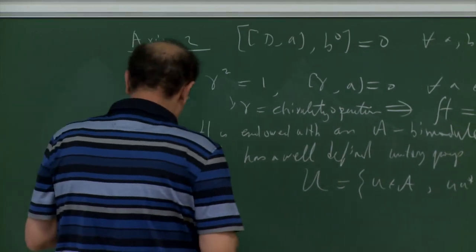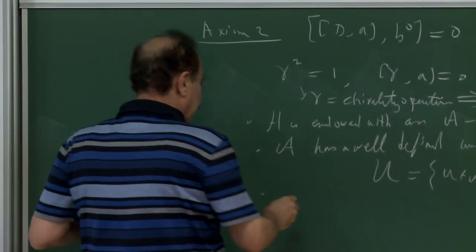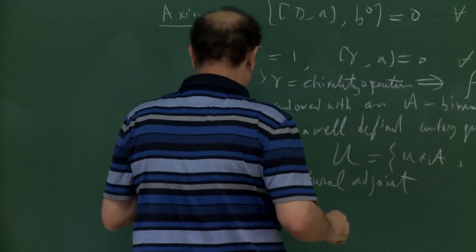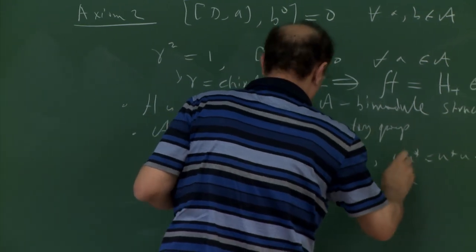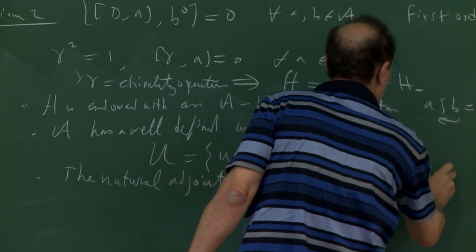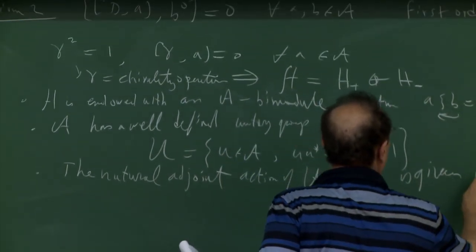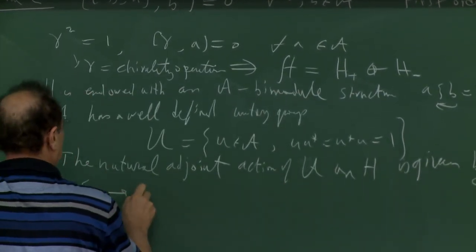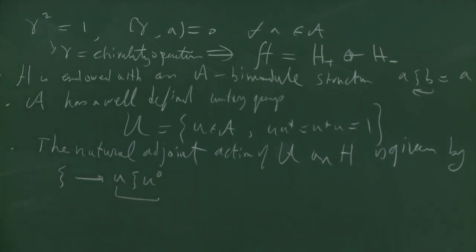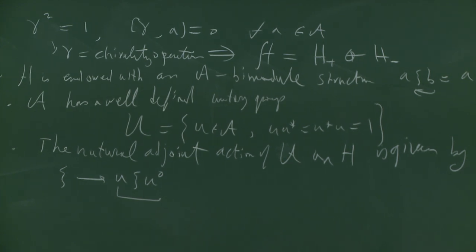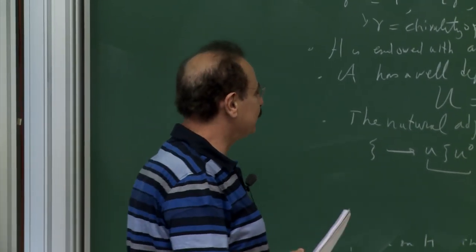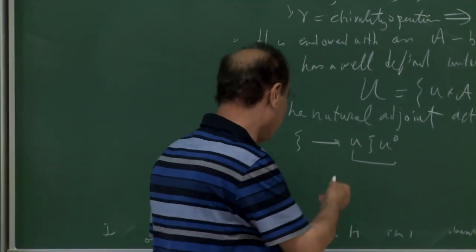Now, finally, coming to an end, it's not just definitions, because it will finish at some time. The natural adjoint action of u on H is given by xi goes to u xi u opposite. It acts on both sides, from both the right and the left. This is very important for physics. It took me years to recognize this. It has big implications on the structure of the representations of particles in physics. It's not obvious, but it will come.